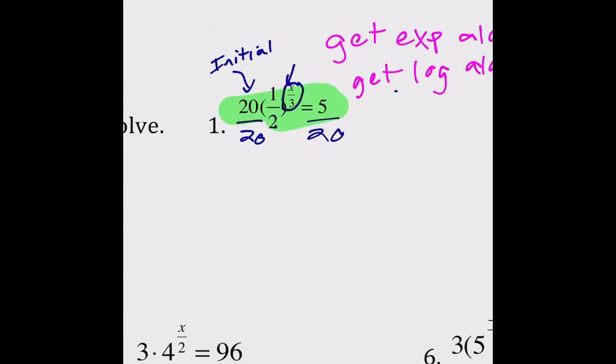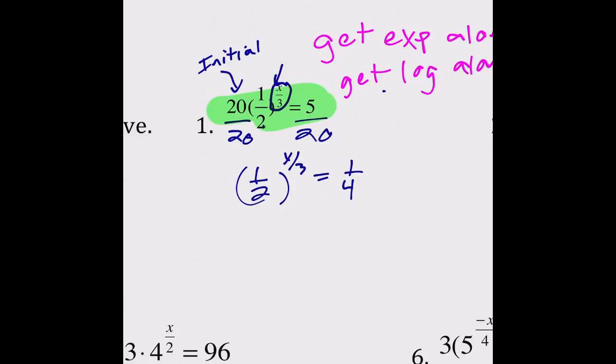You divide by 20 first. (1/2)^(x/3) equals 5 over 20, which is a fourth. Awesome. And now we're at the point where I've got to get that x out of there. It's stuck. And that's when we employ logs.